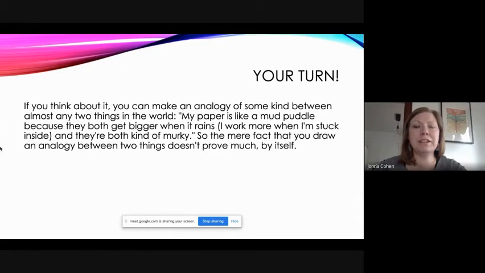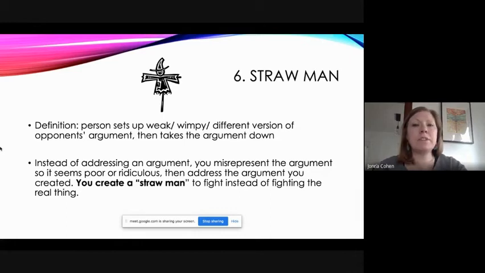All right, you guys, I really look forward to reading your notes today to see what you came up with. So now we're moving on to the next fallacy of logic, which is called straw man. There are some different ways to define this. So one definition says that a person sets up a weak or a wimpy or a different version of their opponent's argument, and they take that argument down. They knock the argument down.